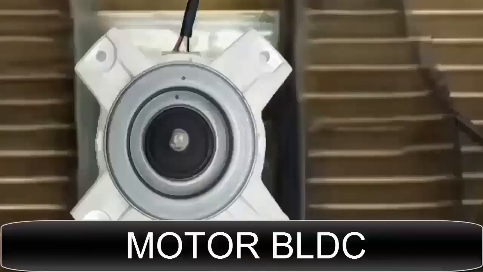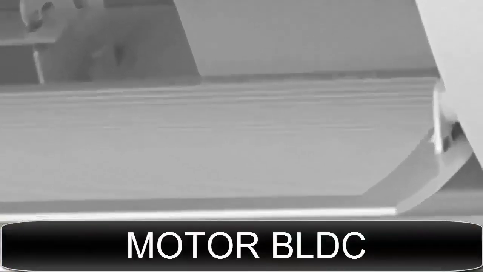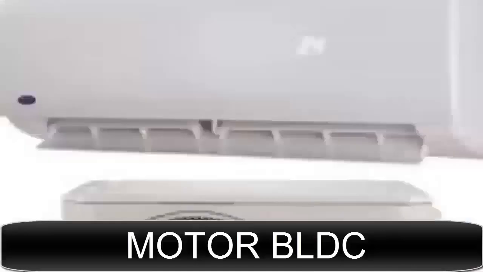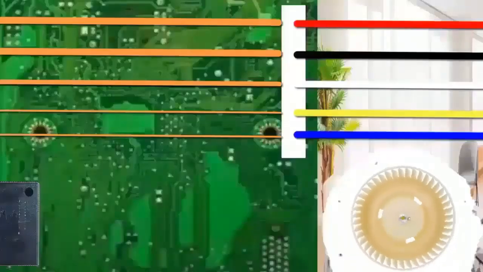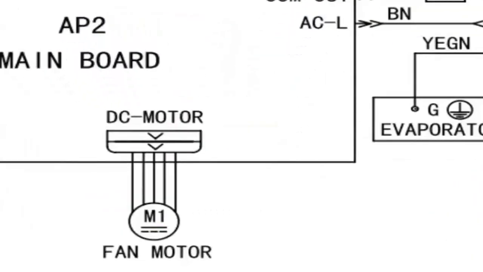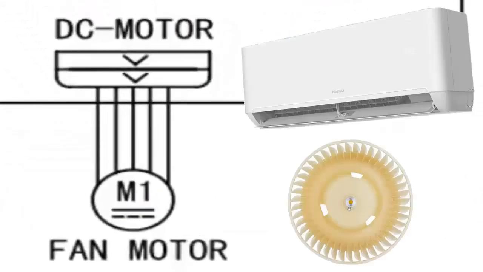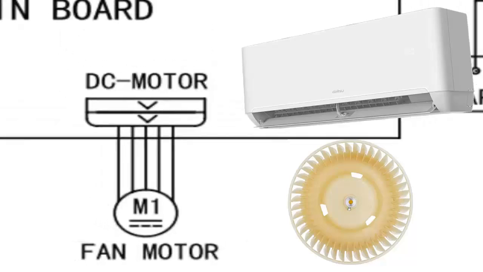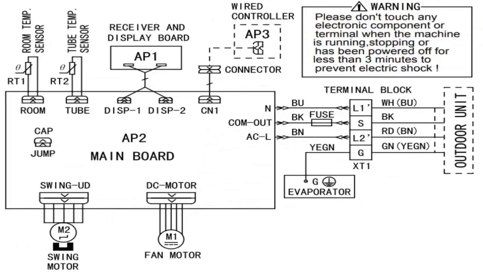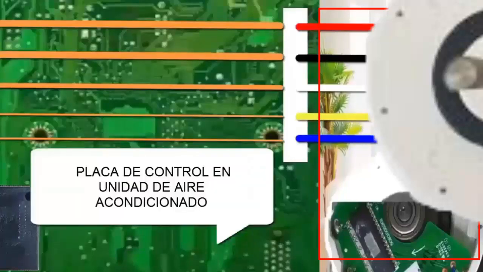Now, let's look at more specialized solutions for BLDC fan issues in AUX air conditioning units. A. The BLDC fan can be used in both the indoor evaporator unit and the outdoor condenser unit. B. The BLDC fan of the indoor unit uses 5 cables, because the motor coil power supply is managed inside the housing by an independent internal electronic board.